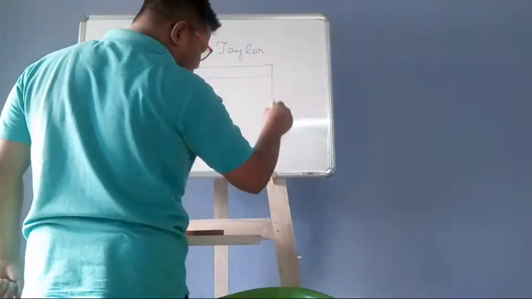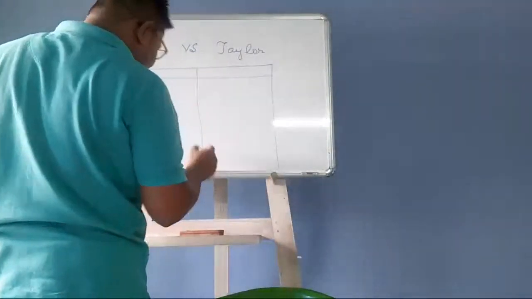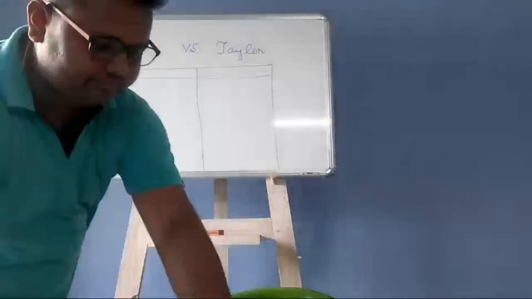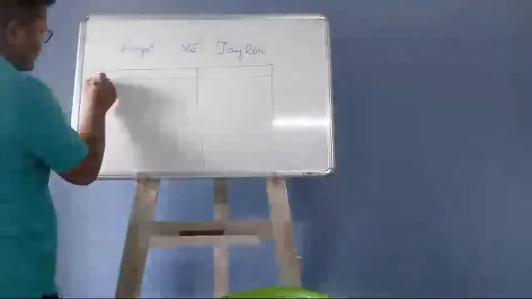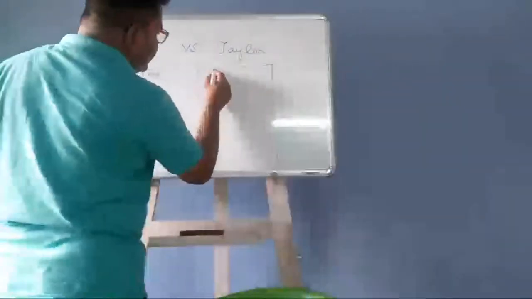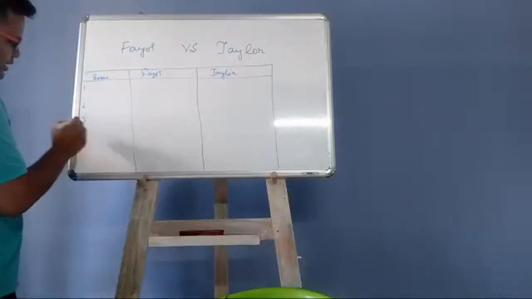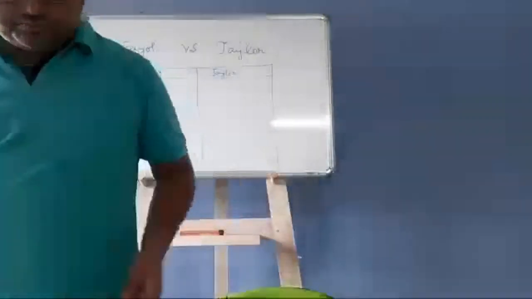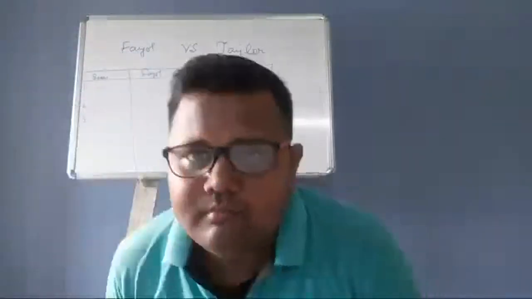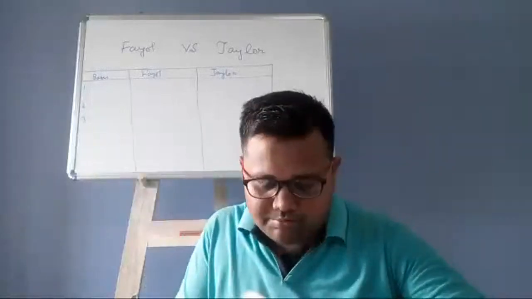Make three columns. One is basis, then Fayol, then Taylor. Like that, number them 1, 2 and keep on writing. Can you see the board? Can you follow the board?